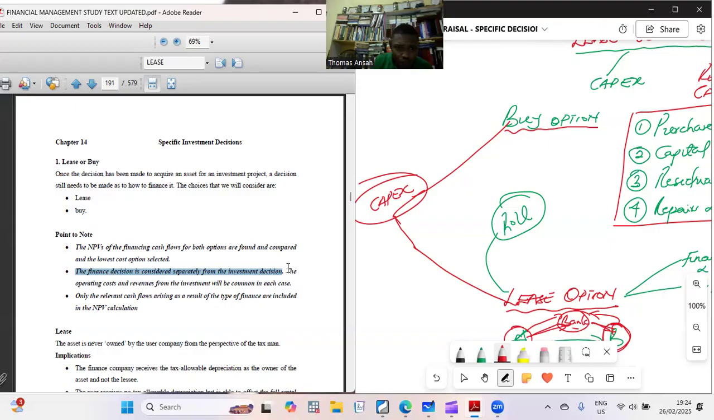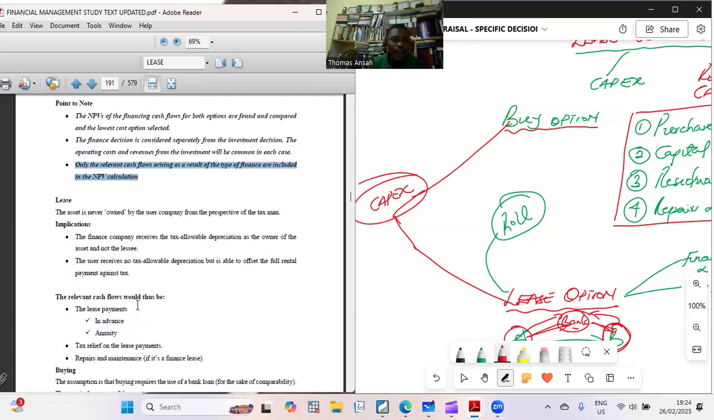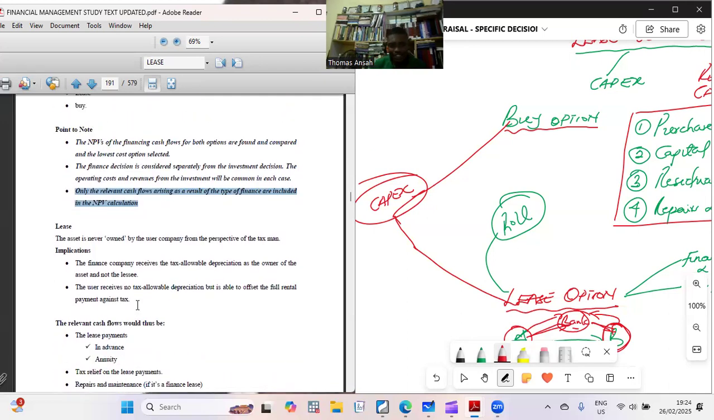So here, the operating cost and revenues are common in each case. Like I explained, it is the same thing in each case. The only relevant cash flow arising as a result of the type of financing is what we want to include in our NPV calculation. So this is where I'm coming to the leasing.